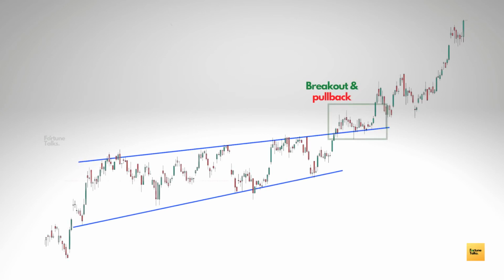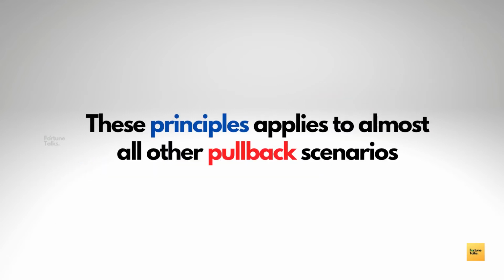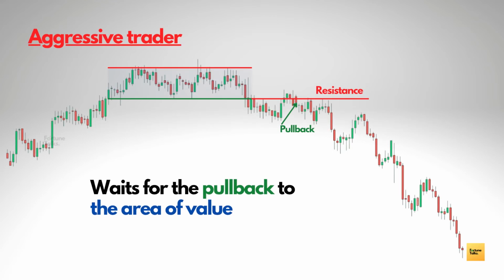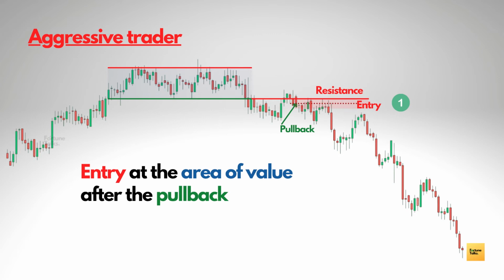Although there are many ways how you can approach the pullback trading, I will talk about two main concepts of pullback trading during a breakout. Now these principles can be applied to all other pullback scenarios that we will discuss along. Let us take the case of an aggressive trader. Now the aggressive trader waits for the price to come back to the pullback area, which may be a support or a resistance level, a trend line, a moving average, etc. And he enters the trade right away when the price pullbacks to the level. Let us say the point 1 marks this approach in the scenario of a breakout and pullback.